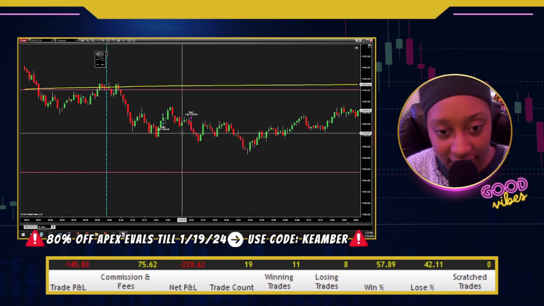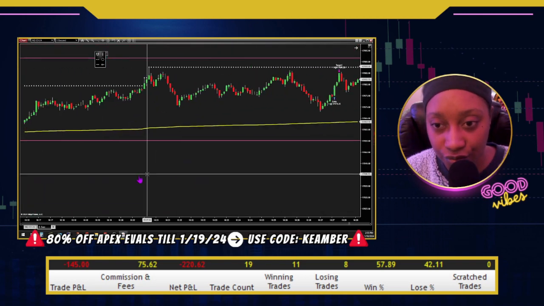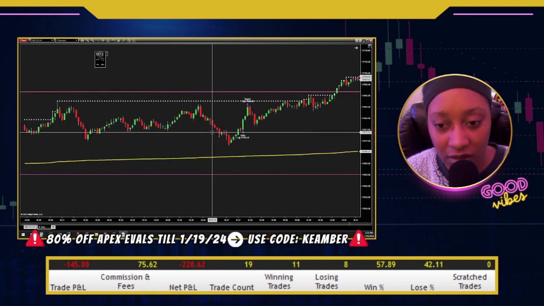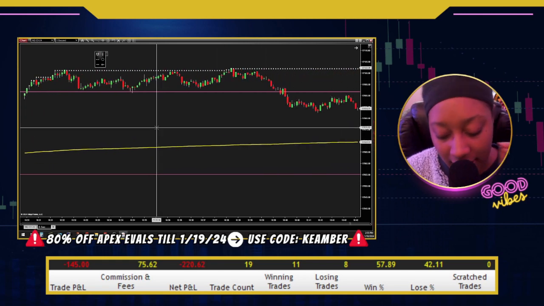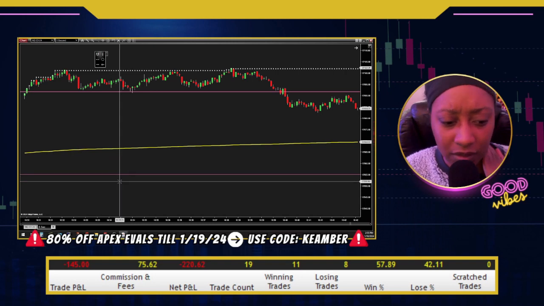Here's the next trade that ended up losing. And then I only took one more trade, which was back here, kind of going back towards the session high. And I ended up getting a win there, and that was the last trade. So like I said, overall, not a horrible day whatsoever.